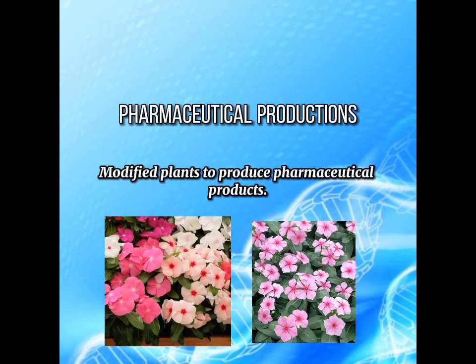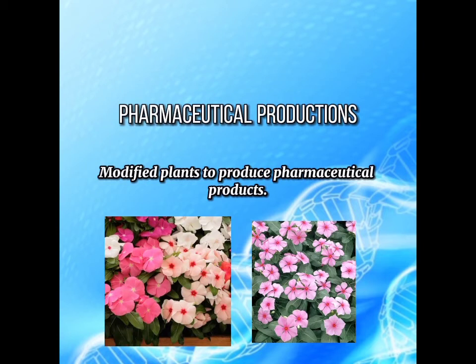So these are modified plants that produce pharmaceutical products. Examples are the periwinkle plants. Bacterial genes were added to the periwinkle plant to enhance the production of vinblastine, an alkaloid usually added to drugs for cancer treatment like Hodgkin's lymphoma.